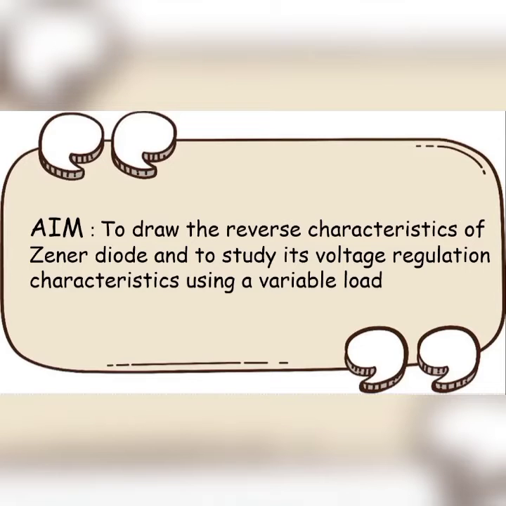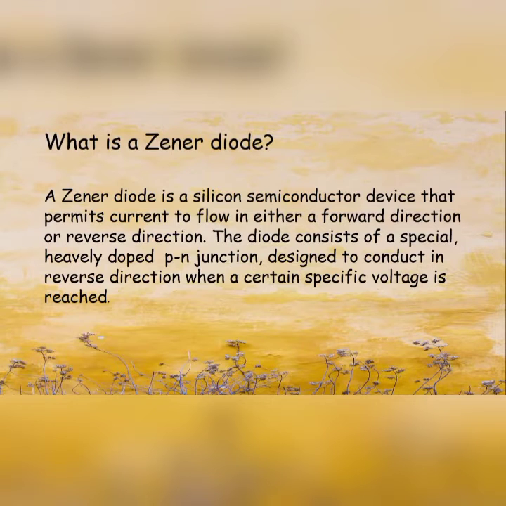The aim of this experiment is to draw the reverse characteristic of a zener diode and to study its voltage regulation characteristic using a variable load. So what is a zener diode?